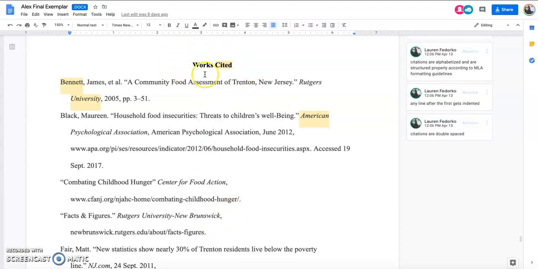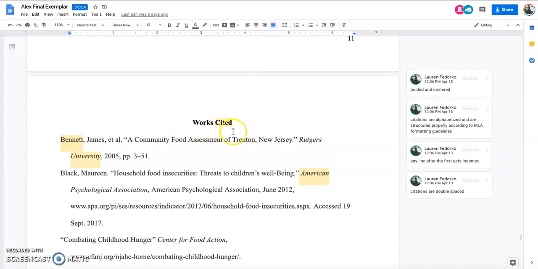You should have a works cited title at the top center of your works cited page. Note, it starts on a fresh page, okay? That's important for you to understand. It should be centered. It should be bolded.